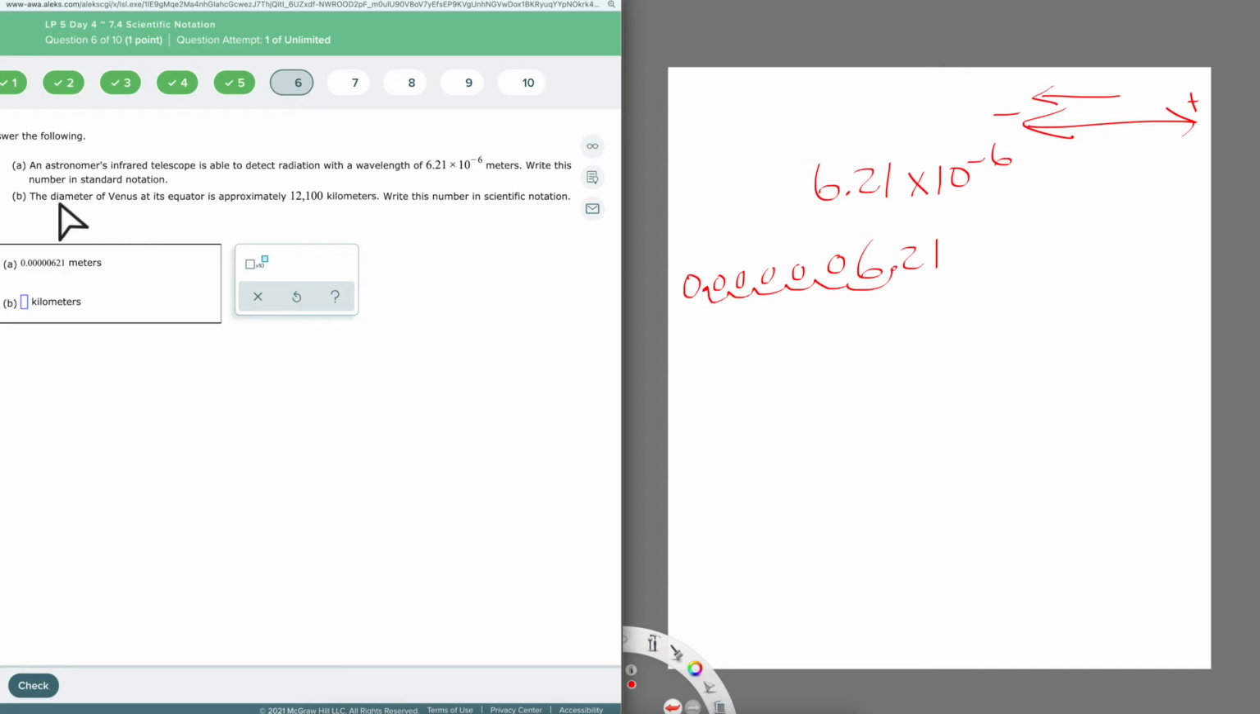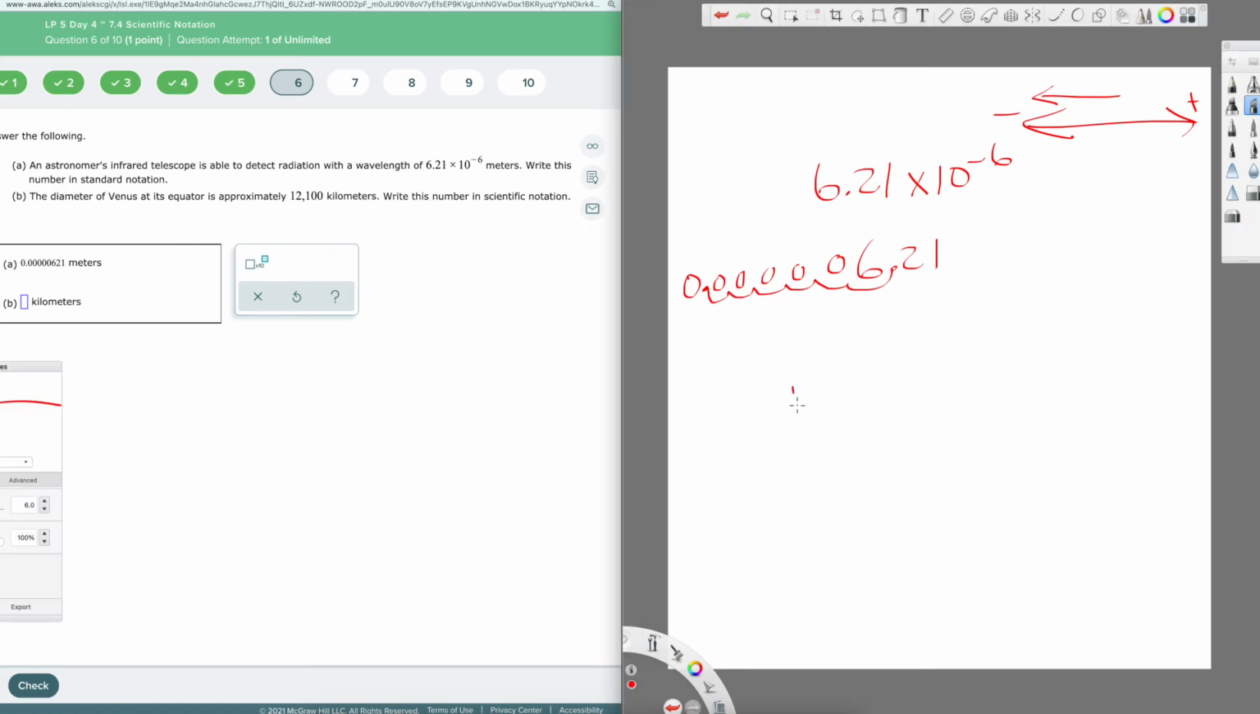So the diameter of Venus at its equator is approximately 12,100 kilometers. Write this number in scientific notation. So now I have 12,100. So again, I know where I want the decimal to be. I have to move back to the first non-zero number. So I have to go here. It is here, and I want to move it here. So I'm going to go 1, 2, 3, 4 times. So I'm moving this direction. So 1.21. And I can kind of figure that out ahead of time.